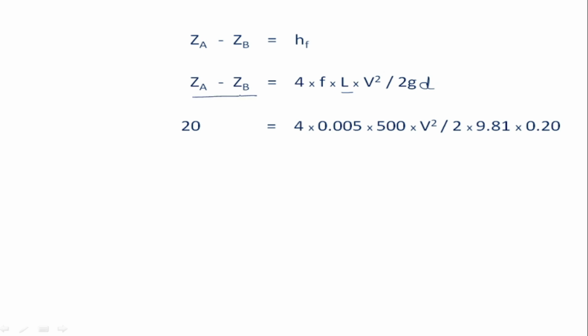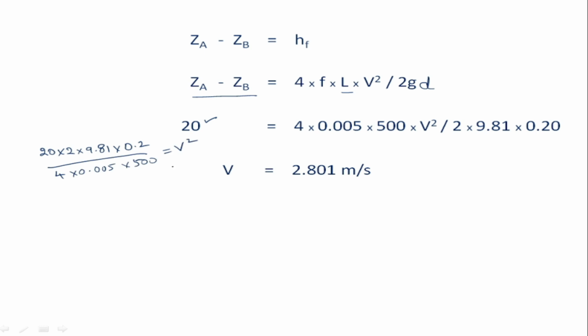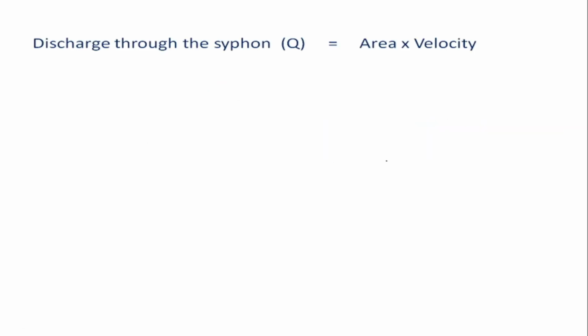The difference between the two water level reservoirs is 20 meters. 20 into 2 into 9.81 into 0.2 divided by 4 into 0.005 into 500 is equal to V square, from which we get the velocity of flow through the siphon. It is equal to 2.801 meter per second. Calculate the discharge through the siphon, which is equal to area into velocity. Area of the siphon, pi by 4 into 0.2 whole square, into velocity 2.801 meter per second.